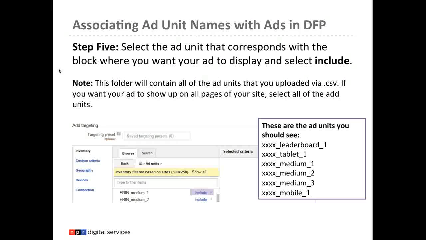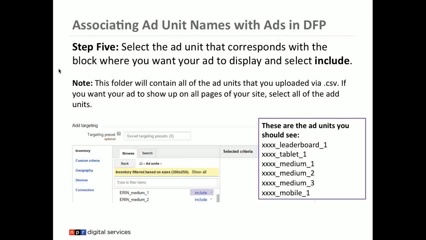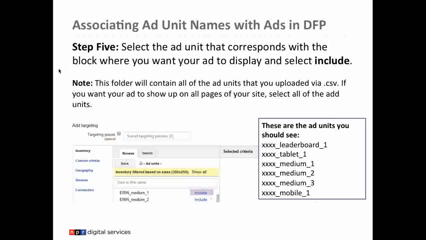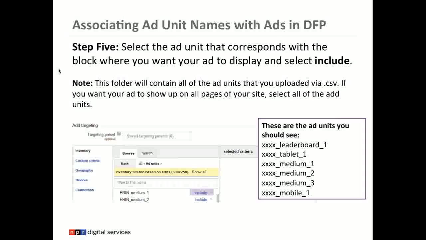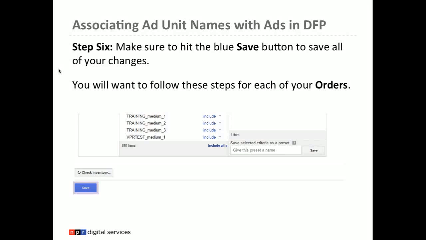Next, you want to scroll down to the bottom of that page and you want to find the ad targeting section. Under the Browse tab, you'll notice there is a folder that is called Ad Units. If you click on that folder, it will actually give you a type in filter items field where you can type in the ad unit names that you would like to use. So this is where you're actually selecting your placement. So where do you want this ad to show up?